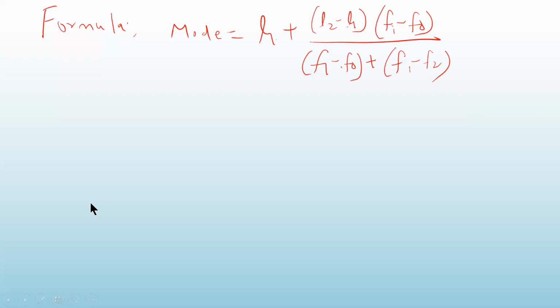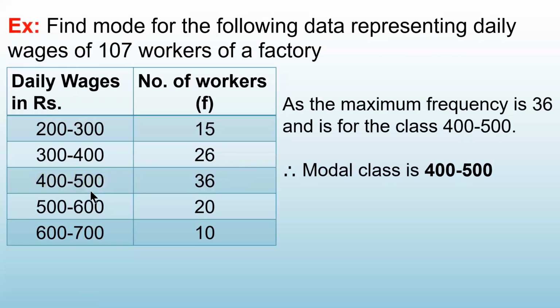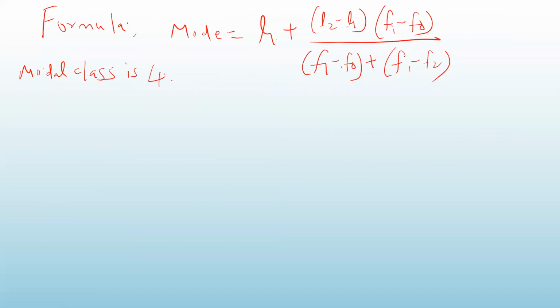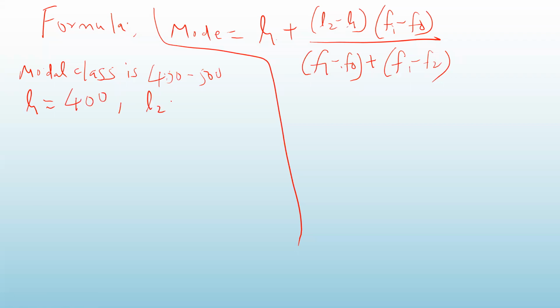So what is a model class? Model class हमारा क्या आया था? Model class is 400 to 500. So what is the value of L1? L1 is the lower boundary of the model class. So L1 is 400.